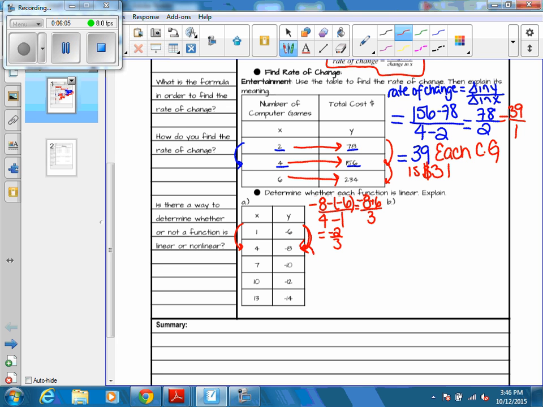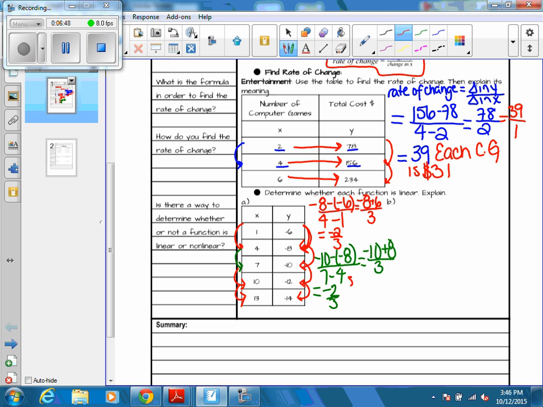Now if I do the same thing for -8 and -10, let's try it. So if I have -10 minus -8 over the next group, I have 7 minus 4. This is going to be equal to -10 plus 8. Remember, a negative times a negative is a positive, over 3. And then -10 plus 8 is -2 over 3. If I were to keep doing this same process all the way through my entire table, I would get the same exact rate of change.